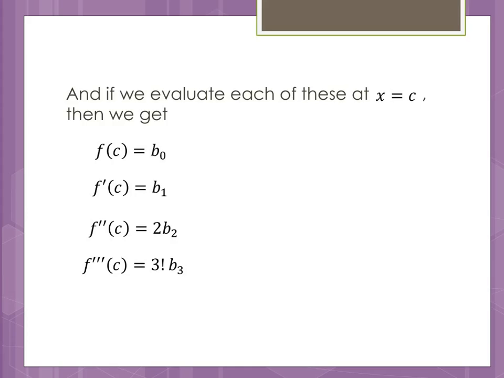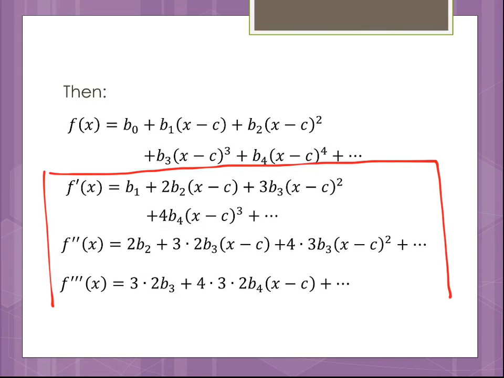All right, so what I want to do is for us to evaluate each of these at x equals c. The nice thing about evaluating at x equals c is that all of the terms that have x minus c, they cancel out, they go away, right? They become 0. So I'm only going to have the very first term, right? So if I put c into f of x, I get b0. And if I put c into f prime of x, I get b1. If I put c in here, I get 2b2. And if I put it in here, I get 3 times 2b3.